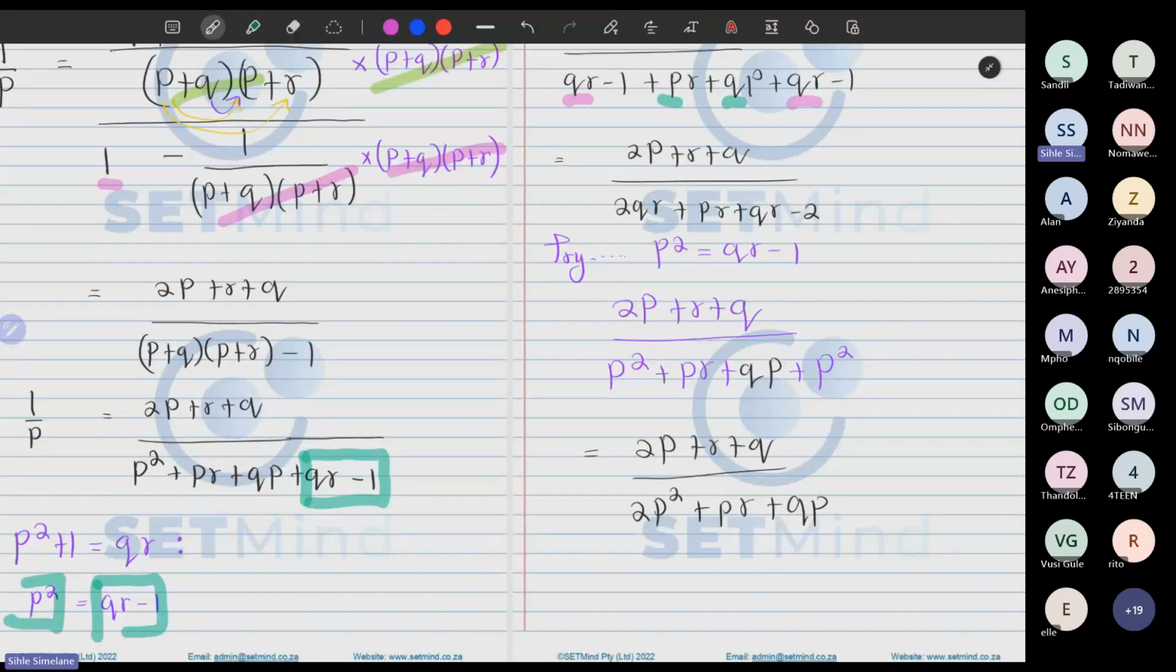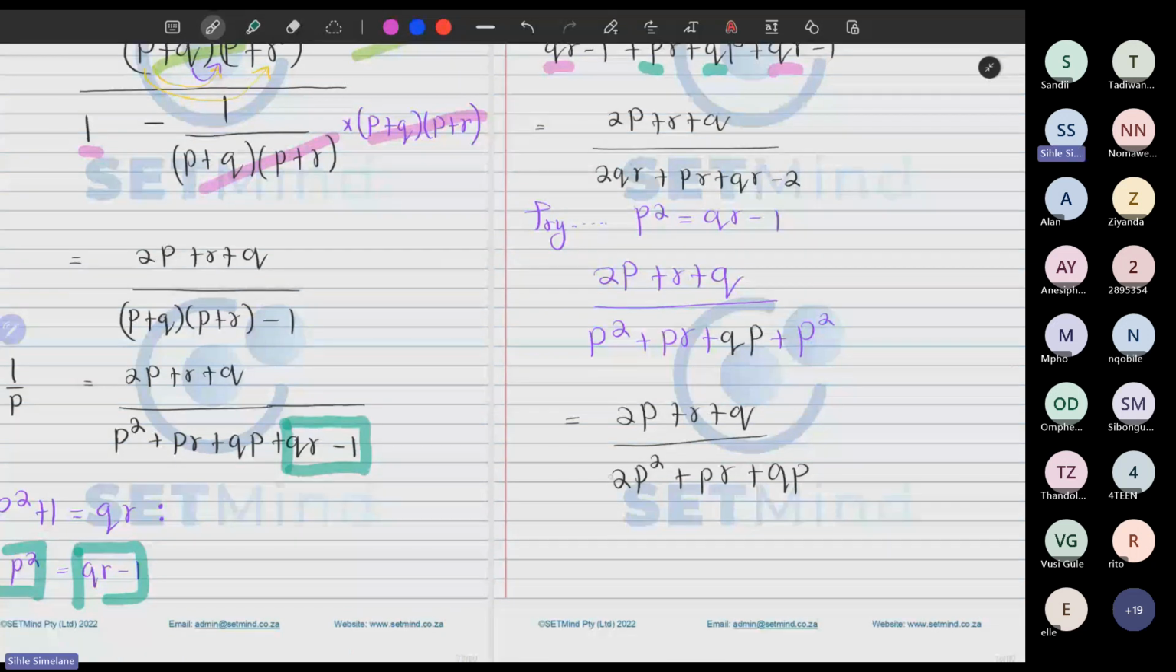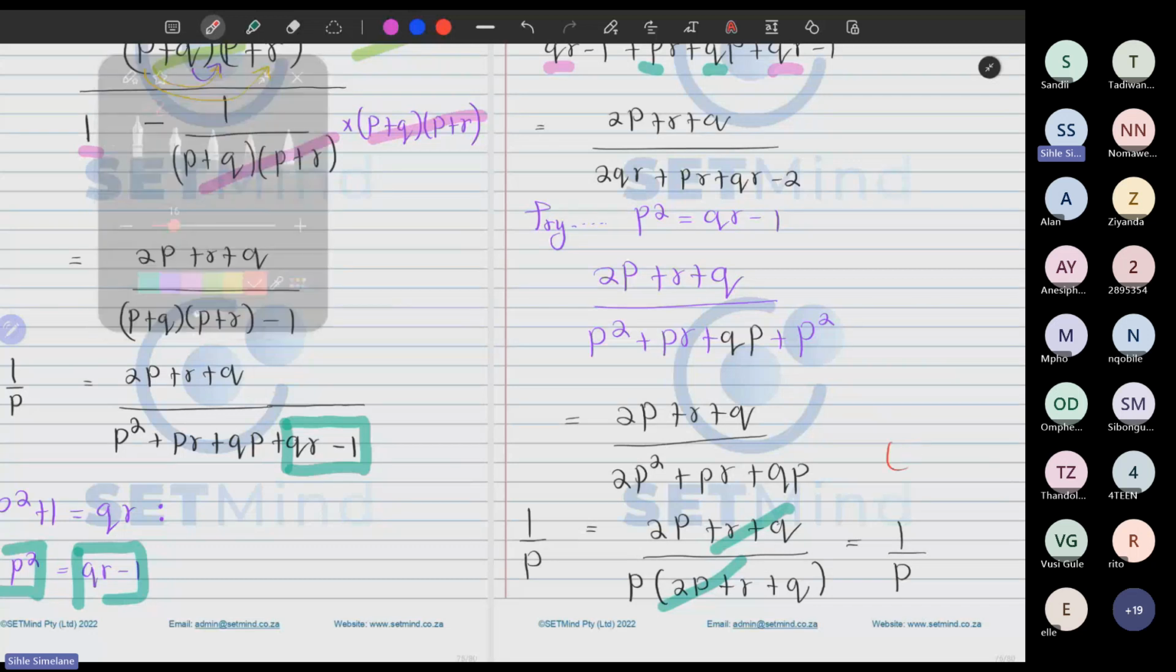If you look at what we have here, we can factor out P, which is common in the denominator. So we have 2P plus R plus Q divided by, if you look, we have P, which is common. When you factor out P, you are left with 2P plus R plus Q. And there you go, these will cancel. On the right-hand side, you will now have 1 over P, and you remember that on the left-hand side you had 1 over P originally. So this works out.